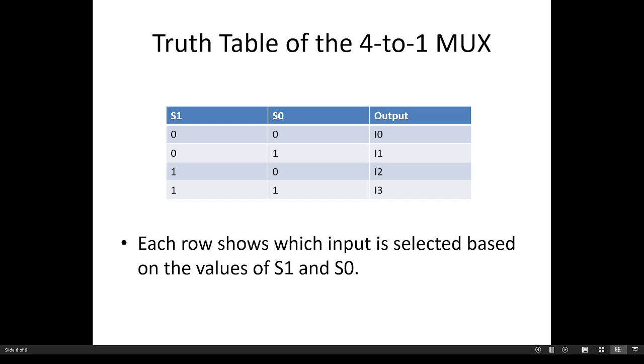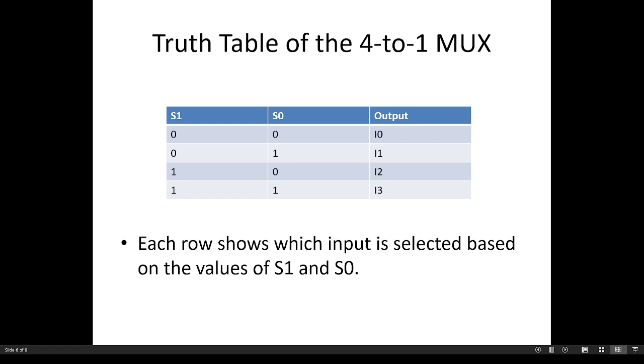The diagram below shows the truth table of the 4 to 1 multiplexer, also known as MUX. The truth table shows how the select lines S1 and S0 determine which input from I0 to I3 is connected to the output. When S1 is equal to 0 and S0 is equal to 0, the output is going to be I0.